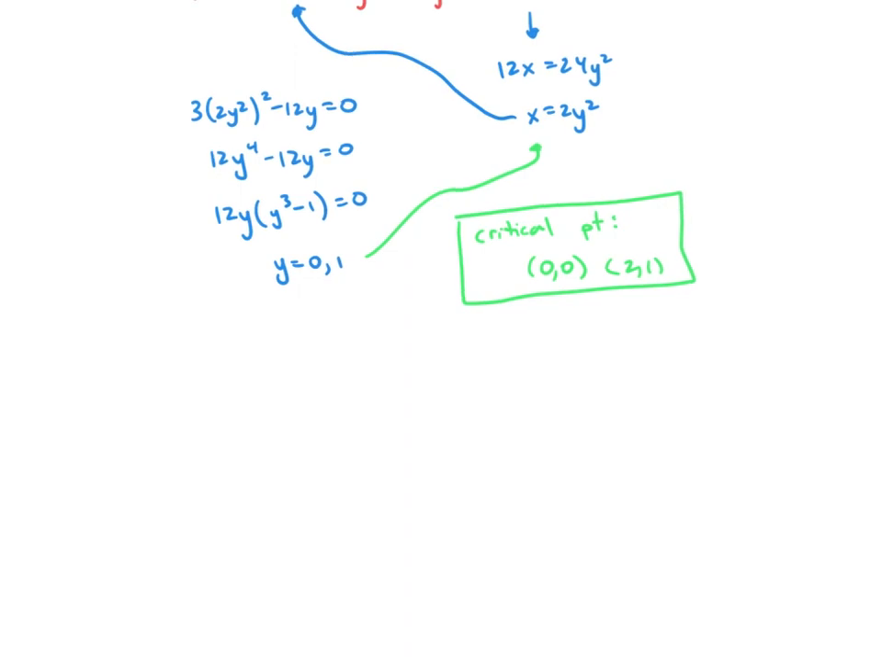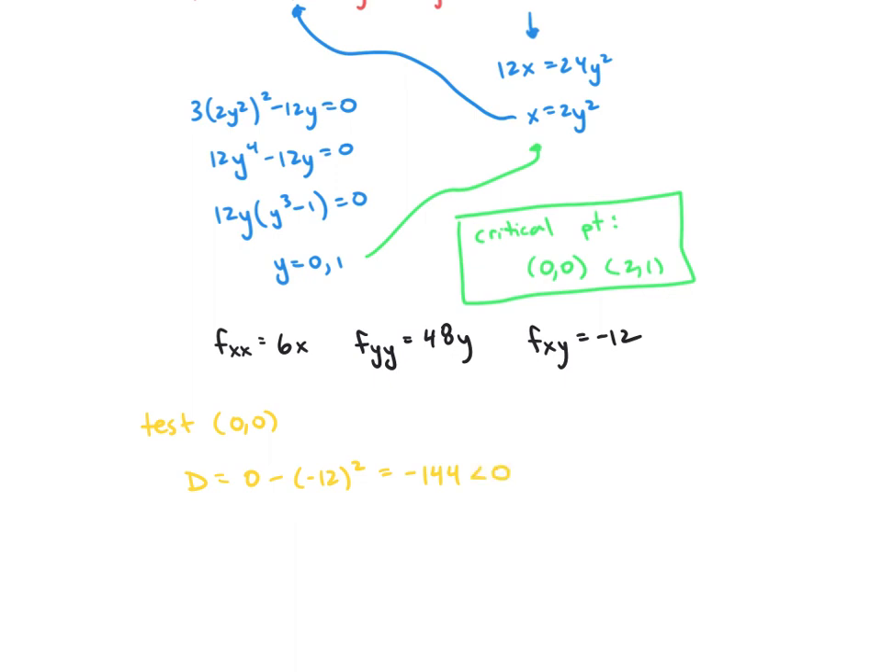So let's go ahead and calculate our second order derivatives. So our partial with respect to x both times is 6x, partial with respect to y and then y would be 48y, and then f of xy is again a constant. It's negative 12 this time. And our first step is that we're going to test 0, 0. So d is, at 0, 0, it will be 0 minus the quantity negative 12 squared. That's negative 144, which is less than 0. And we have a saddle point.